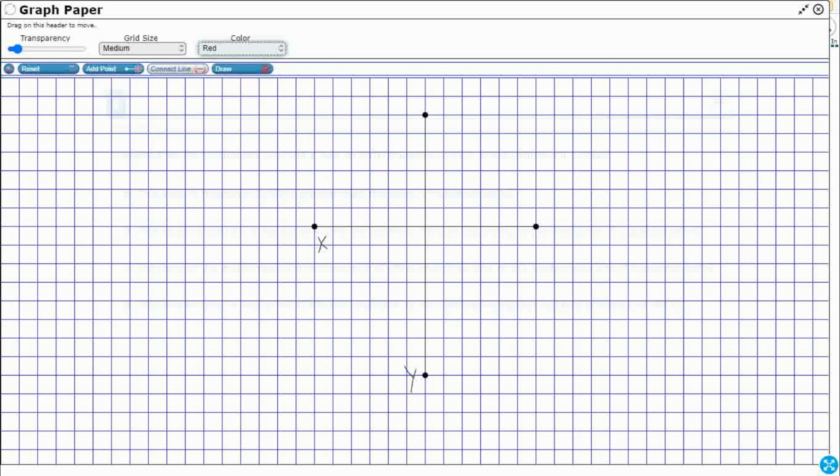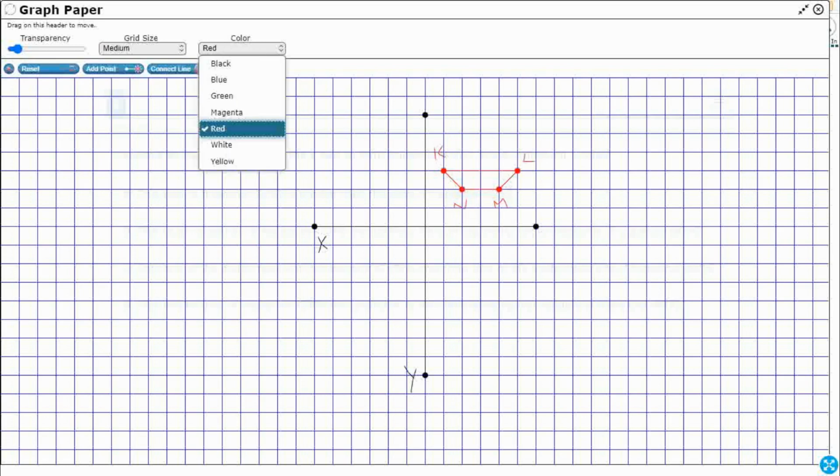All right, so I'm going to use the connect line feature, and let's do red for KLMN. So I'm going to make a trapezoid. It's going to be kind of a thin one. We'll just make it look like that. Okay, so if that's my trapezoid right there, and it's KLMN.